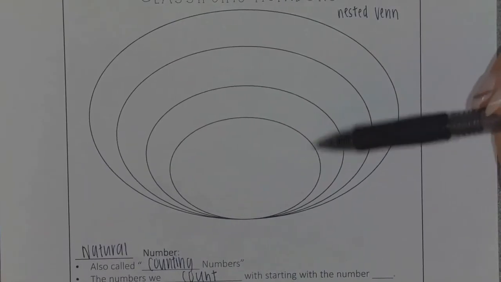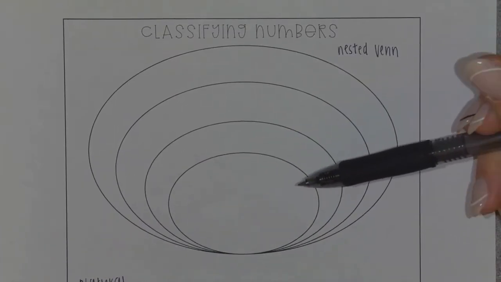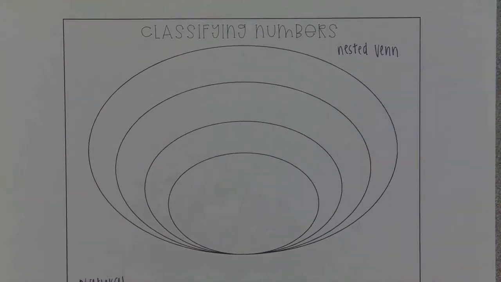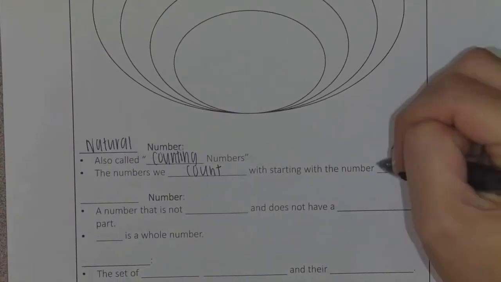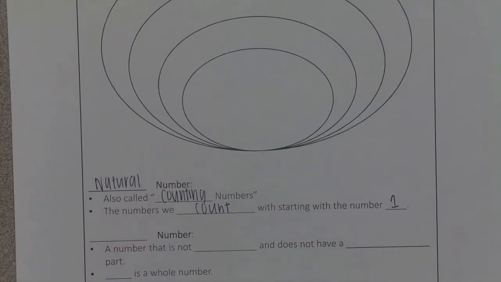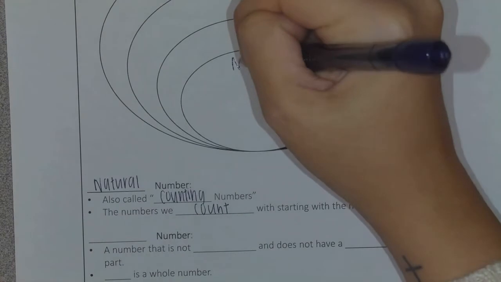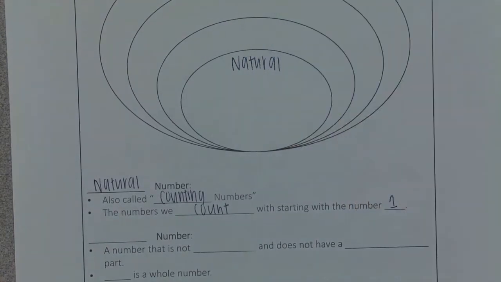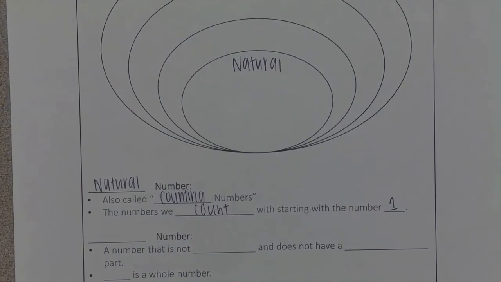They're called counting numbers because they're simply the numbers that we count with. If I were going to count, for example, how many circles I see, it would be weird if I started with 0, 1, 2, 3, right? We don't count starting with the number 0. We start counting with the number 1. So if I fill in my Venn diagram, this would be all of my natural numbers. Again, they're called our counting numbers.